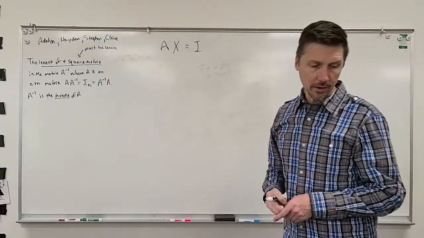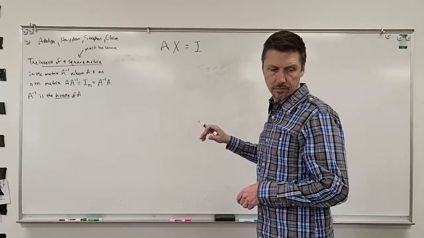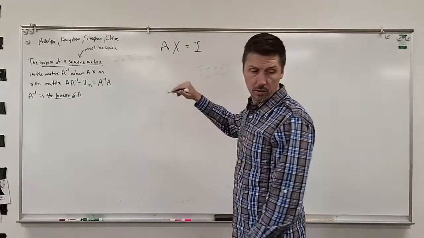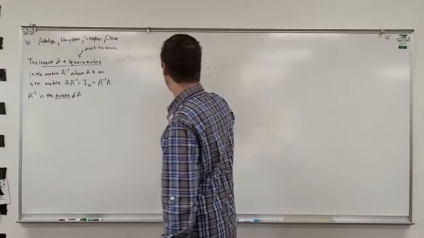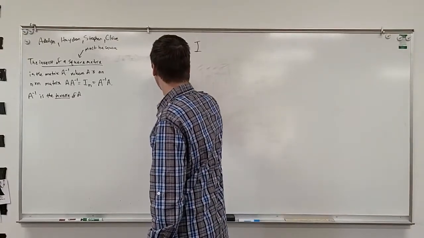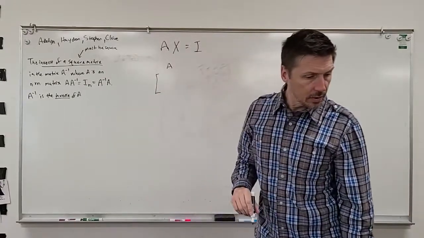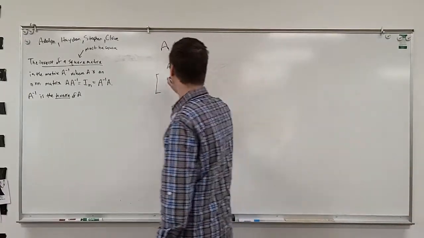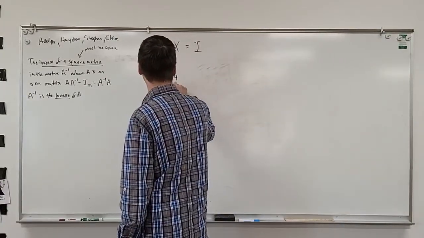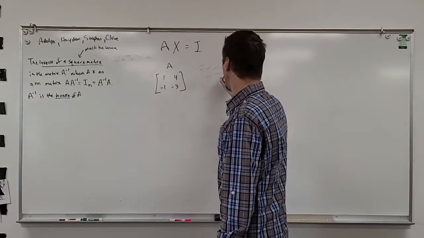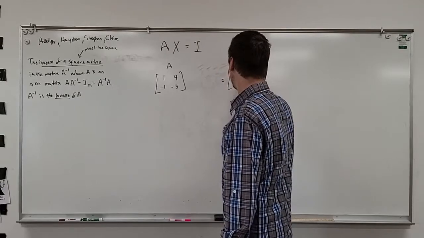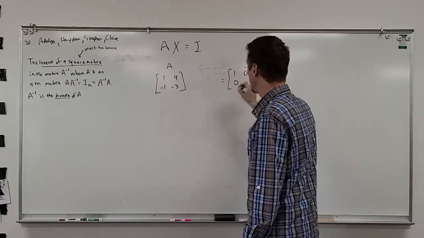So for this one here, I don't really want to work all this out because I don't want to take the time to do that. But if they give us A as being 1, 4, negative 1, and negative 3, and we're trying to find the inverse of that, then we're looking for something that's going to give us this, that identity matrix.